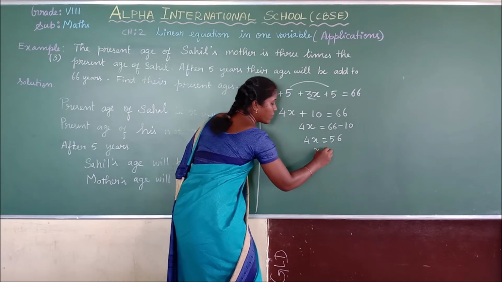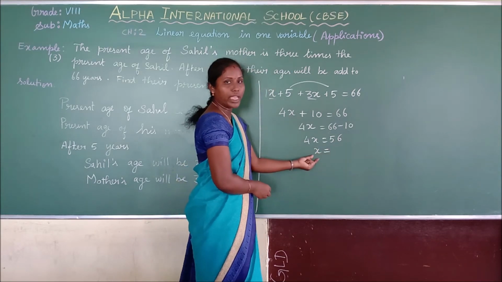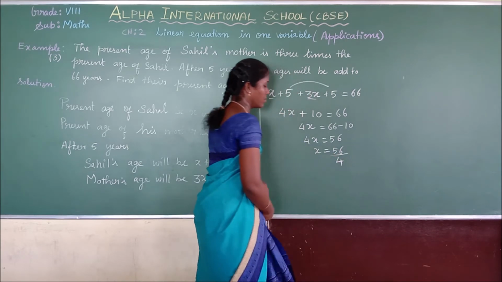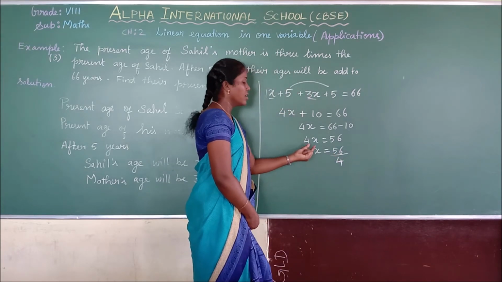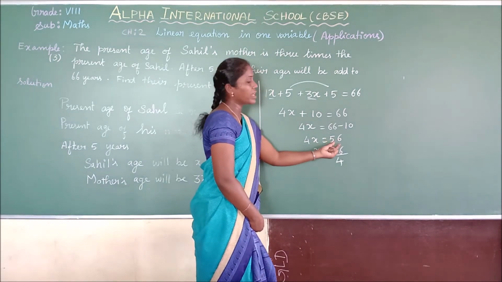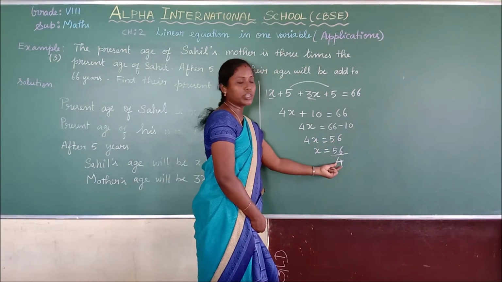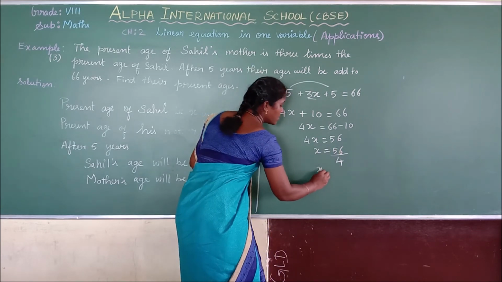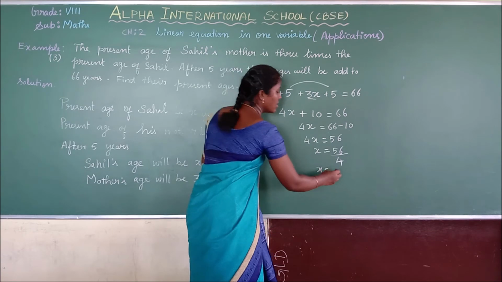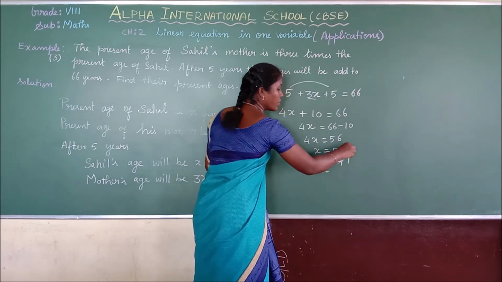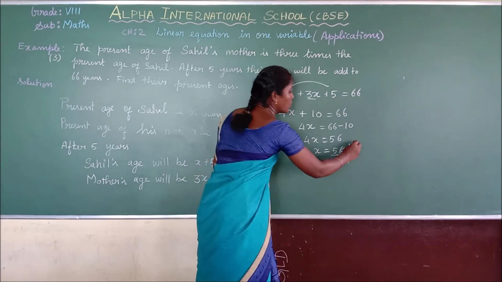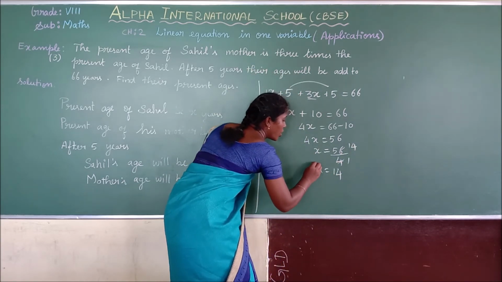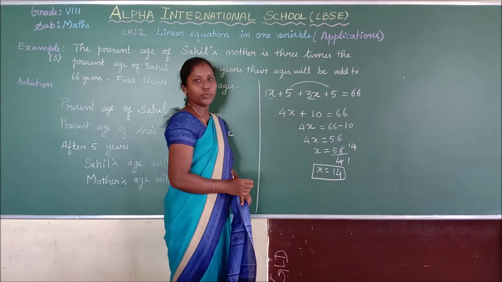But I want the value of x alone. I want only the value of x. So x is equal to 56 by 4. Why? Because 4 is multiplied with x. If it goes to the other side of the equation, it comes under division. So x is equal to 56 by 4. Now simplify this. 4 1s are 4, remainder 1, so 4 4s are 16. So x is equal to 14. We finally got x is equal to 14.